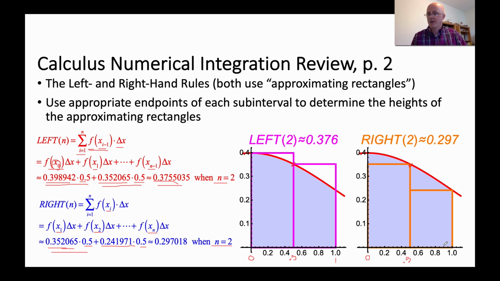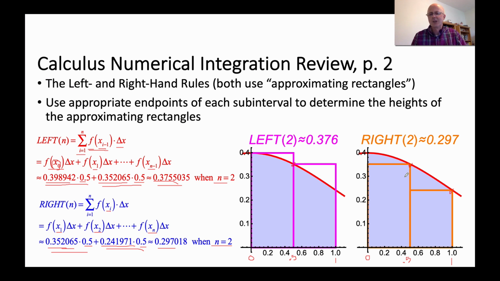And the second rectangle goes from 0.5 to 1. Its right endpoint is 1. We go up to the graph right there to get the height of that rectangle, and the base is 0.5. This product gives the area of the second rectangle. You add those up to get about 0.297. For the right-hand approximation, you can see it's too small. When the function is decreasing over the entire interval, the right-hand rule will be too small. And again, that works even if the graph goes below the axis.